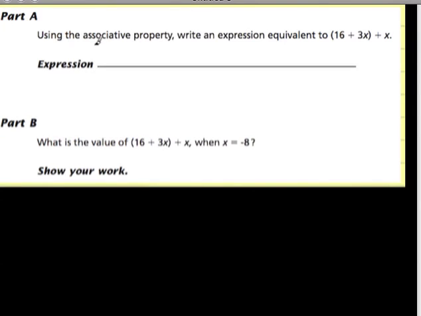Part A of this problem is something that might throw you off. They tell us to use the associative property to write an expression equivalent to this. We haven't really talked about this yet in class, but we can talk about it right now. 16 plus 3x plus x.